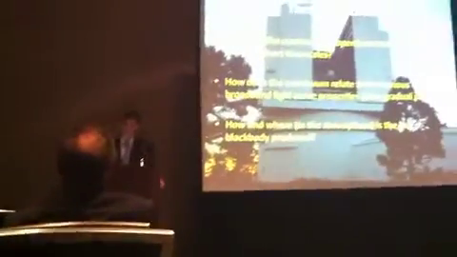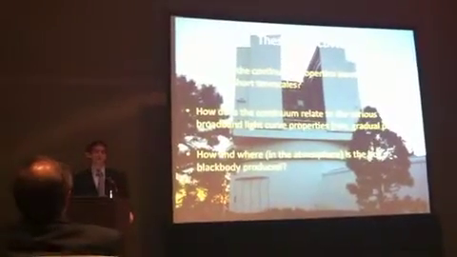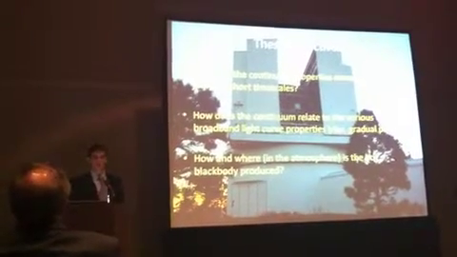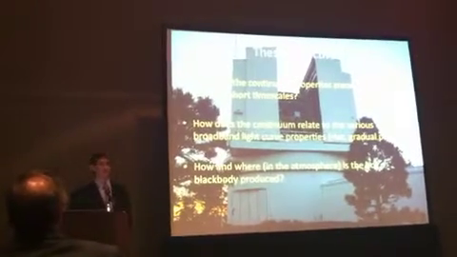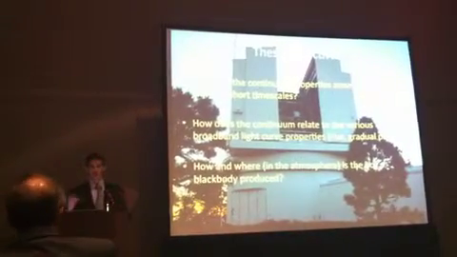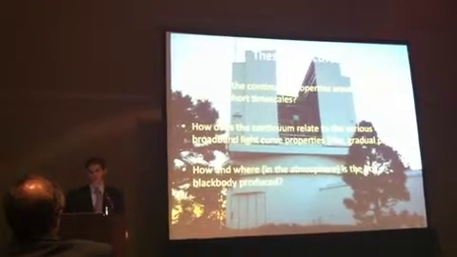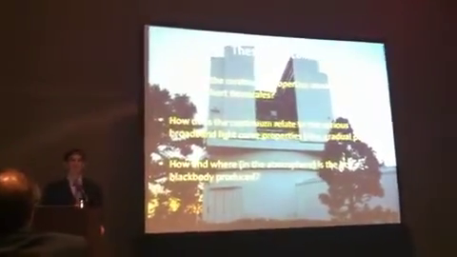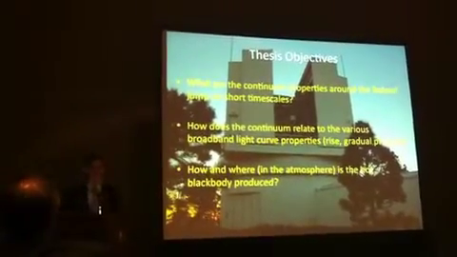So my thesis objectives: to obtain high cadence flare spectra during M-dwarf flares and characterize the continuum components on short time scales. Second objective is to determine how these continuum properties relate to the light curve shapes you see in broadband photometry, so the light curve evolution of the U-band. Third is an overarching question, which is to determine how and where in the atmosphere this hot black body is produced. And that's primarily a modeling question.